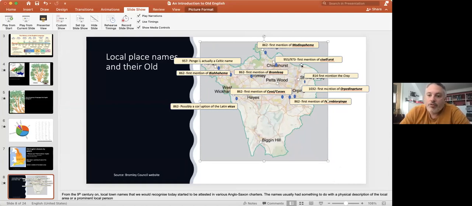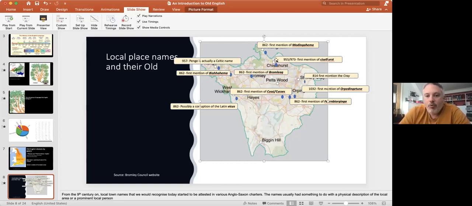And then as we move on to the 10th century, Chislehurst. So Chisel is, anybody who's ever been to Chesil Beach in Dorset will be familiar with that word. That's the Old English word for gravel. So it's also in the modern German word Kiesel. So it's like a gravel reference, again a topographical or geographical reference to what's there.